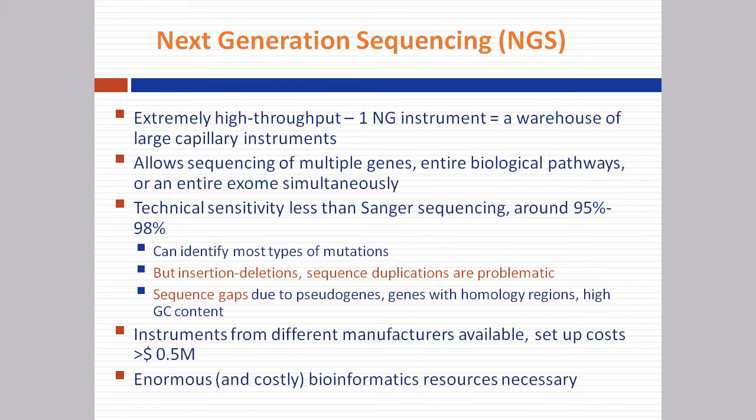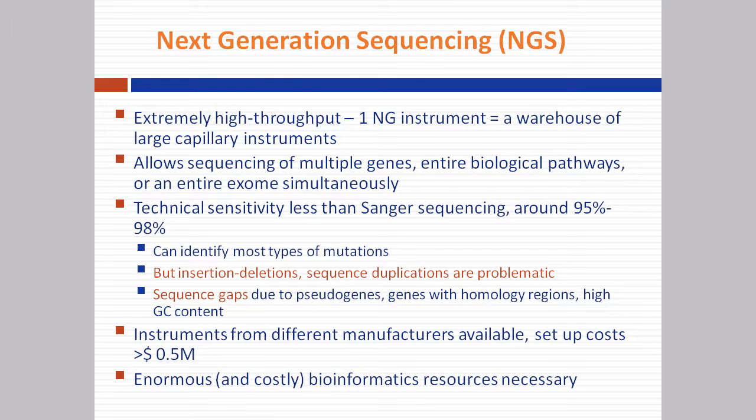sequencing. It is an extremely high-throughput sequencing method, and it has been compared that one next-gen instrument can probably generate as much sequence as we used to do with our warehouse of capillary sequencing instruments when we started out. This method allows you to sequence multiple genes at once. You can attack a whole entire pathway of different genes, or even all genes in the human genome.